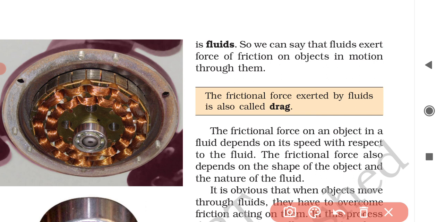Why? Because drag is a frictional force, a frictional force in fluids. Friction acts in the opposite direction to the motion of the object, so drag force also acts in a direction opposite to the direction of the motion of the object. So drag is the frictional force in fluids. This drag slows down objects which are moving through the fluids, and it makes speeding up harder for the moving object.